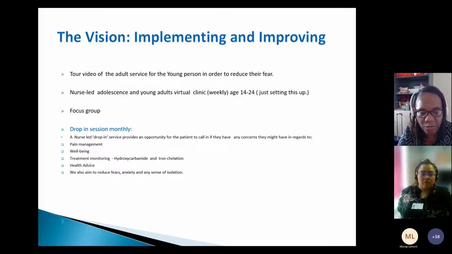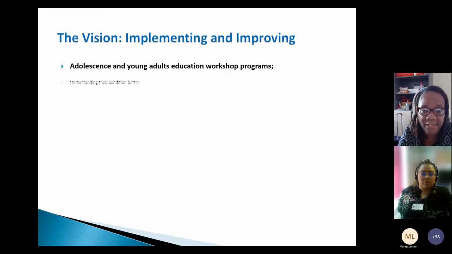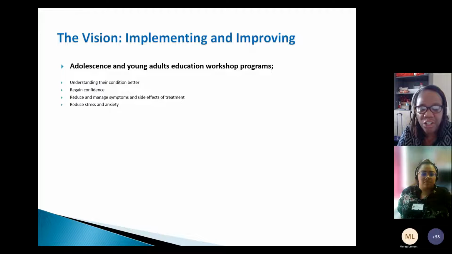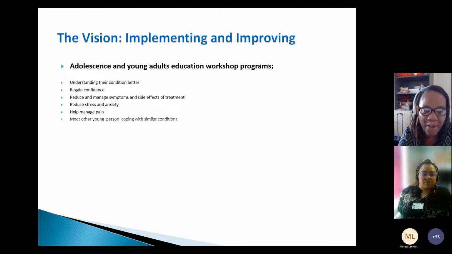Again, it's all pain management, well-being, monitoring their medication, and any advice that they need. And again, it's about reducing fears, anxiety, and sense of isolation. Okay, so we go on to putting together education workshops, which I've done in the past. They're very excellent, and again, it gives the patient a bit more understanding about their condition. They will gain confidence, reduce and manage symptoms, side effects, stress, anxiety, and help manage pain.